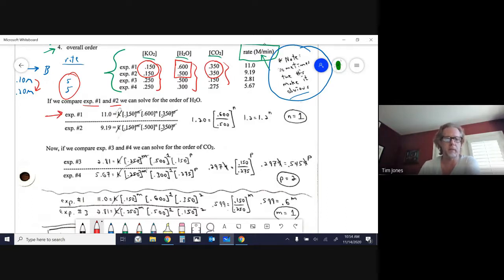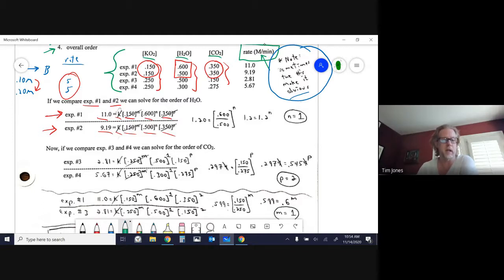So I wrote out the rate expression for experiment 1. So again, rate, constant, each concentration of reactant raised to its order, which we don't know the orders yet, so I called them M, N, and P. Did the same thing for experiment 2: rate, constant, concentrations raised to their orders. And what happens here is you get to cancel a lot of stuff.